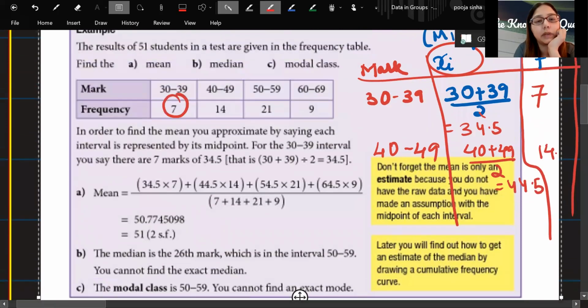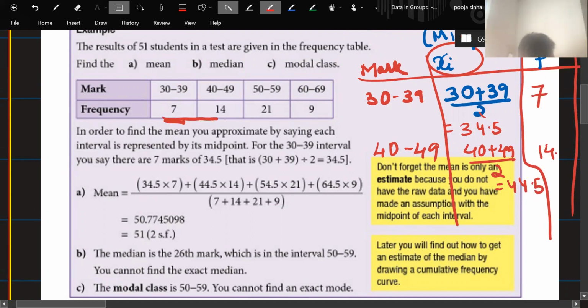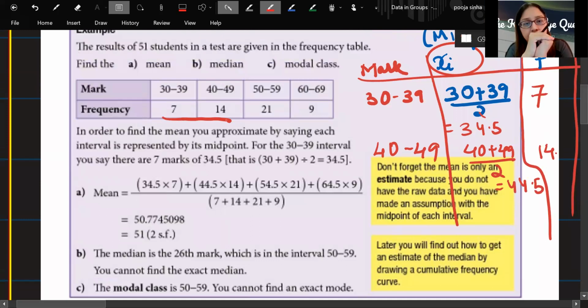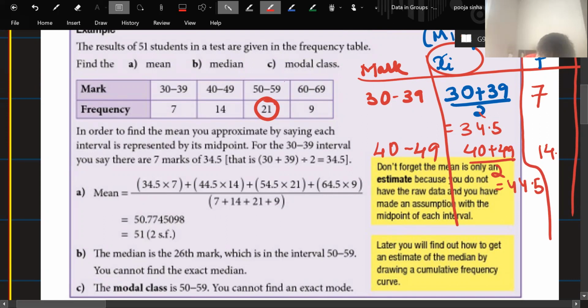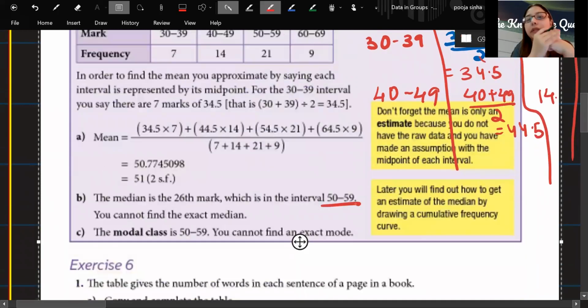Where do you add up all of them now? All the frequencies. Where will you get it? Will you get it in the first 7? No. Will you get it in the first 7 plus 14, 21? No. So will you get it here? Yes. So that means the median would be in 50 to 59. But you cannot find the exact median. So your answer will be 50 to 59 and that's it.